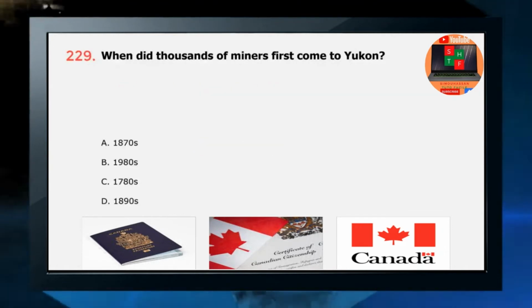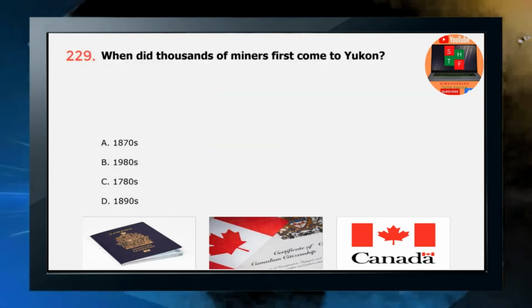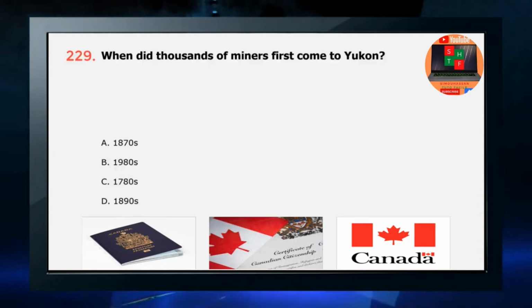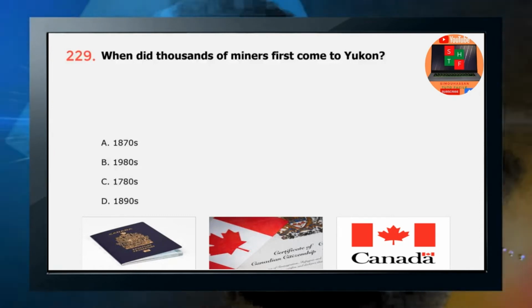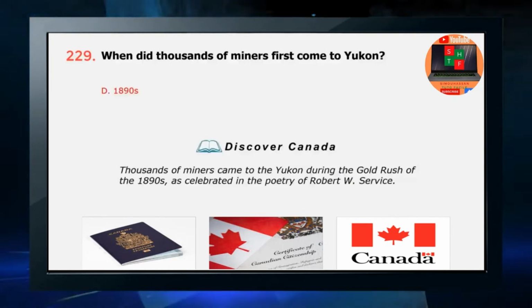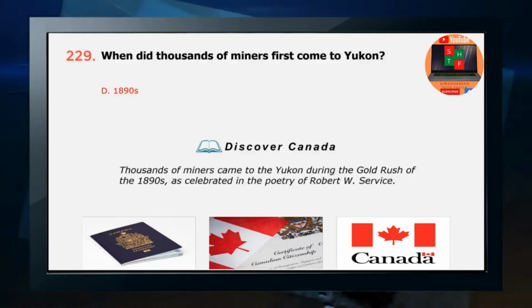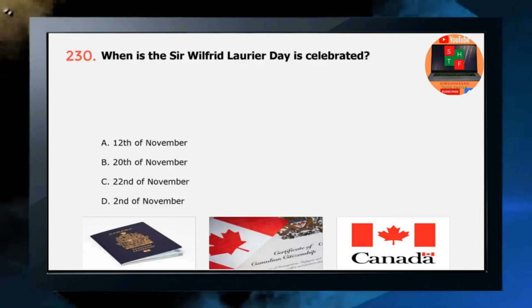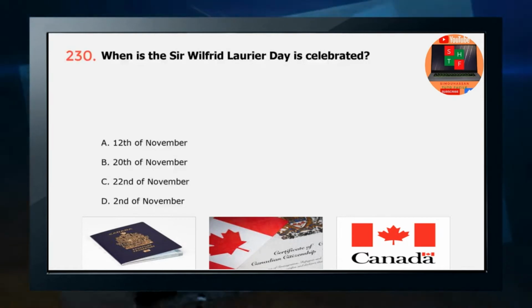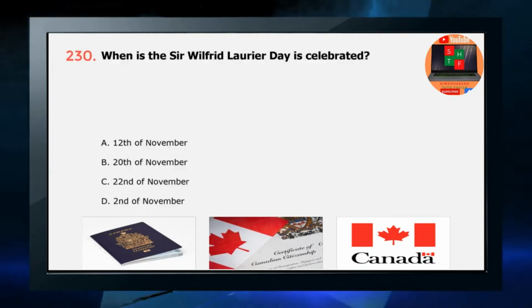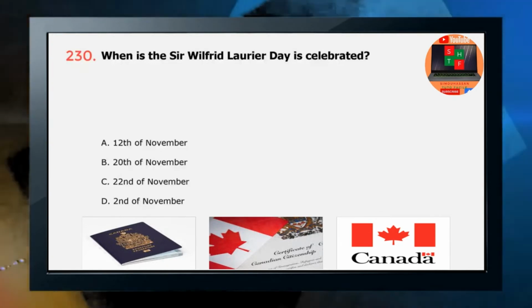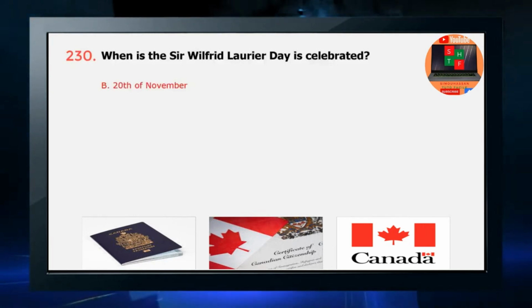Question 229. When did thousands of miners first come to Yukon? A. 1870s. B. 1980s. C. 1780s. D. 1890s. The answer is D. 1890s. Question 230. When is Sir Wilfrid Laurier Day celebrated? A. 12th of November. B. 20th of November. C. 22nd of November. D. 2nd of November. The answer is B. 20th of November.